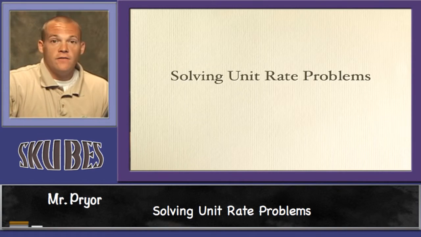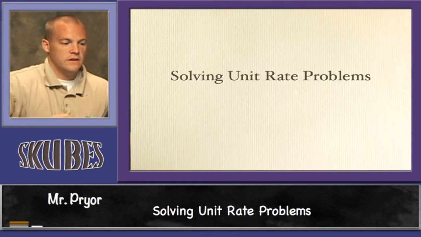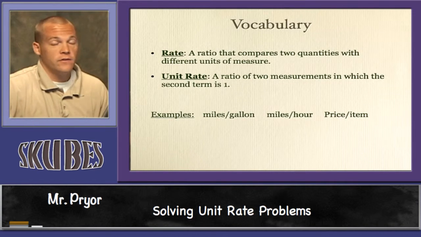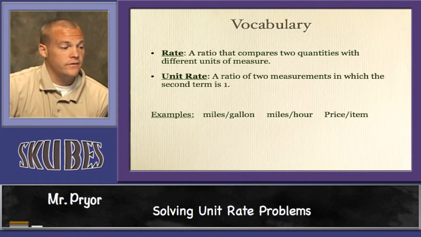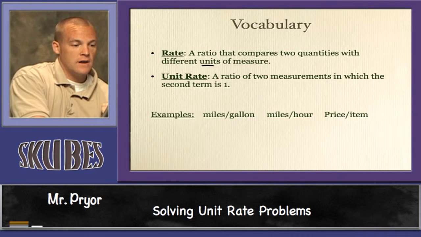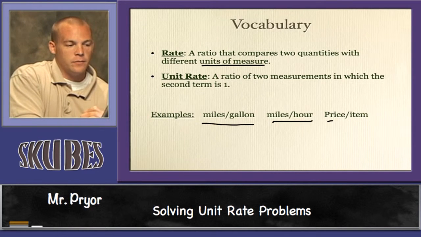We're going to be talking about solving unit rate word problems. Let's take a look at some content that you'll need to know before we get started. First of all, what a rate is. That is simply a ratio that compares two quantities with different units of measure. Units of measure, like miles per gallon, miles per hour, and price per item.